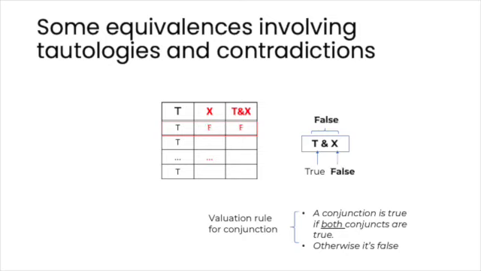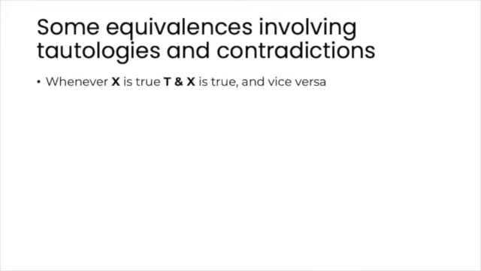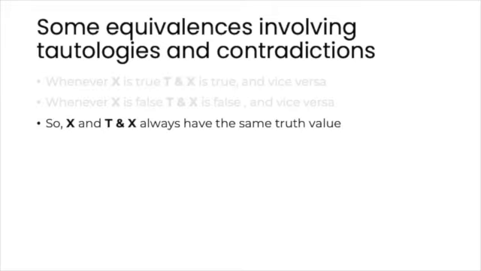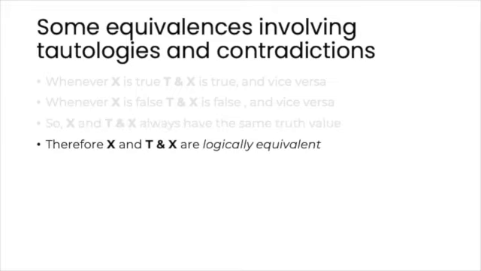Now suppose that it is false. Then only one of the conjuncts would be true, and the whole conjunction would be false. So we can see that whenever X is true, tautology and X is true, and vice versa. Whenever X is false, tautology and X is false, and vice versa. Therefore, our target sentence, tautology and X, and its right conjunct X will always have exactly the same truth value, and thus, by definition, they are equivalent.